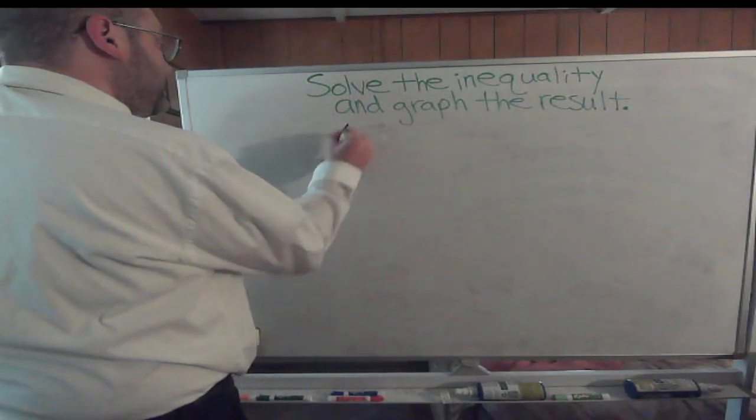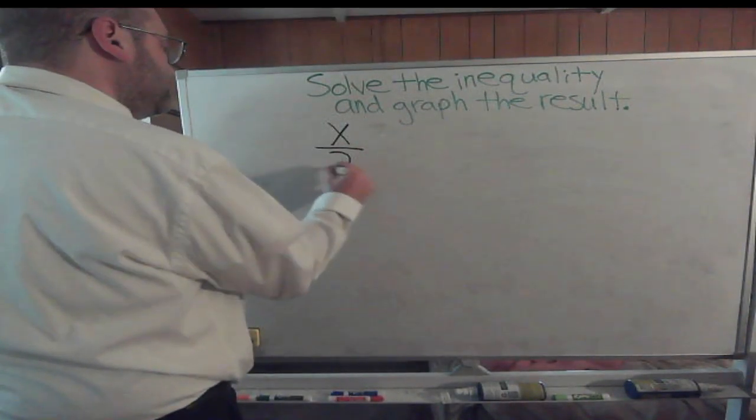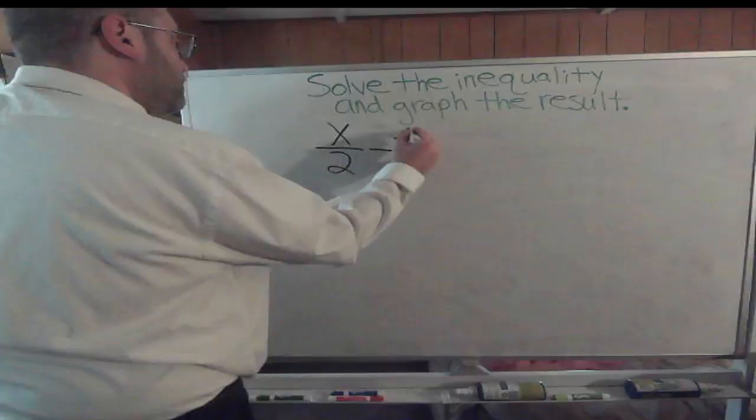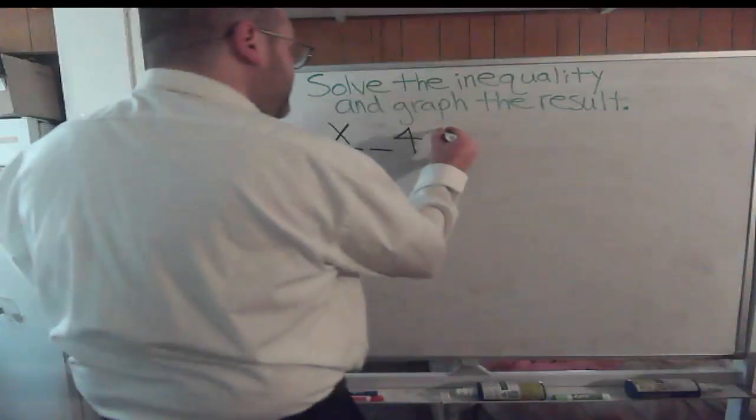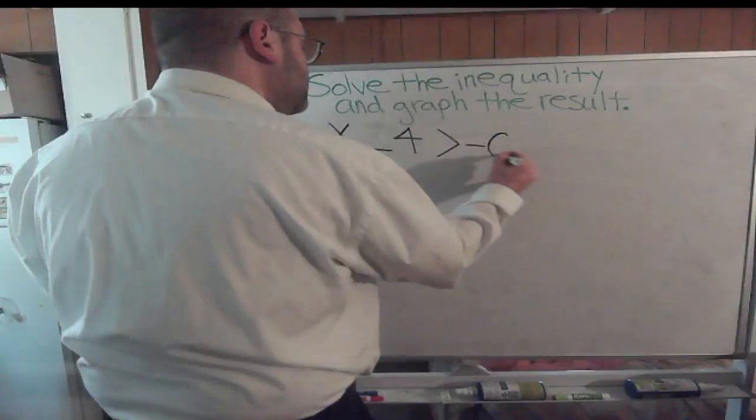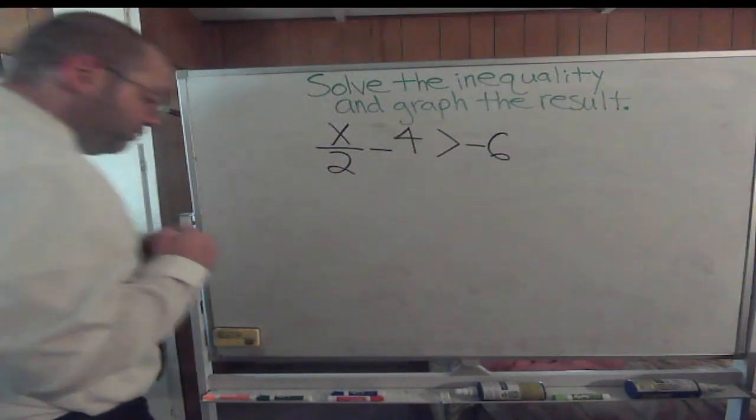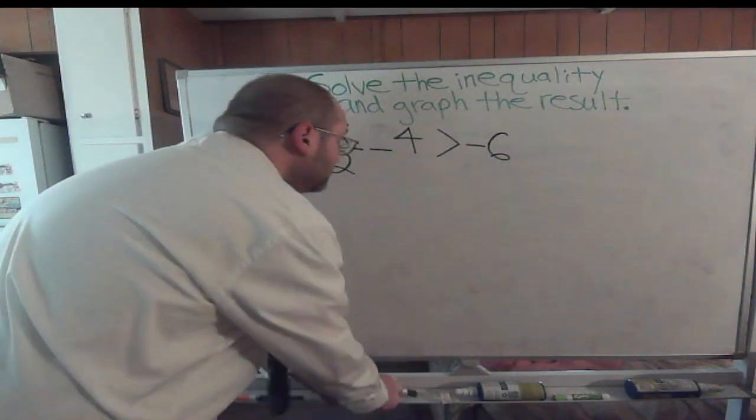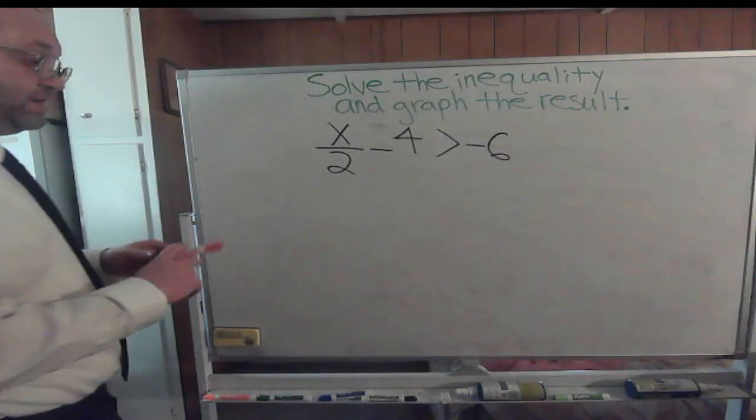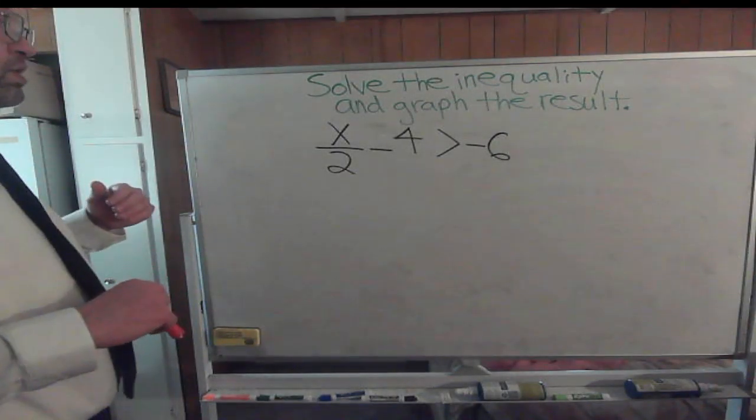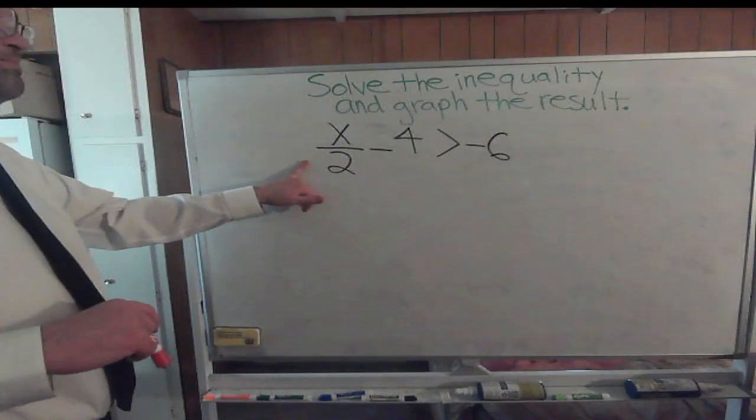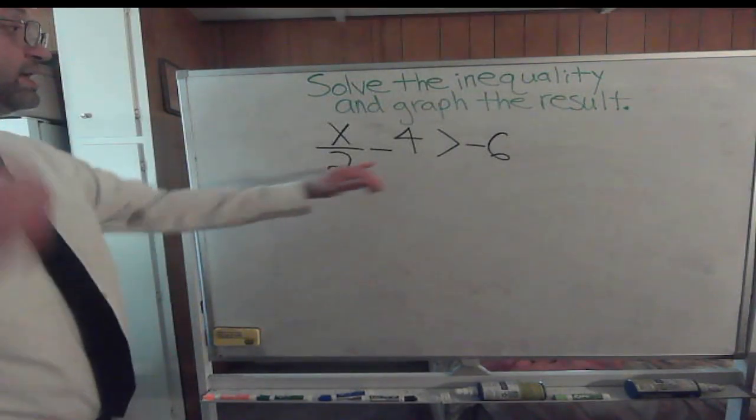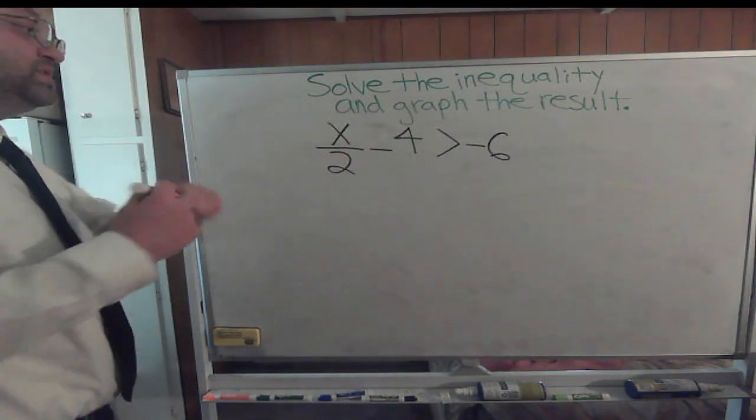Let's see, we have x over 2 minus 4 is greater than negative 6. So we've got the problem here. Well, I think we should start by getting the x over 2 by itself, right? In order to do that, you have minus 4, so you need to add 4 to both sides.